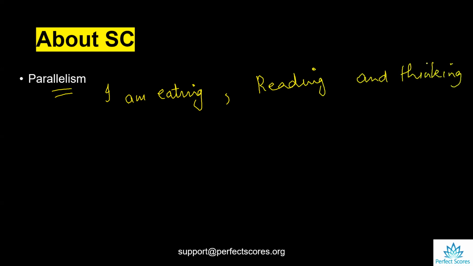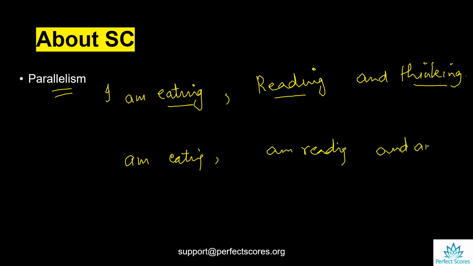What happens in this kind of sentence is you have three actions that are going on. You just need to take care of one thing. All three of them, if they are verbs, they have to be in the same tense. So either you can say, I am eating, reading, and thinking. You can also say, I am eating, am reading, and am thinking.